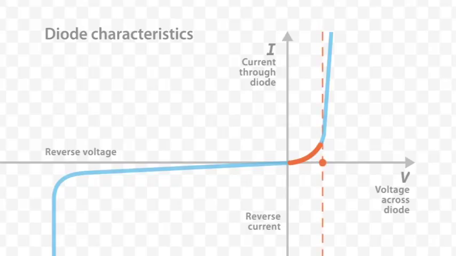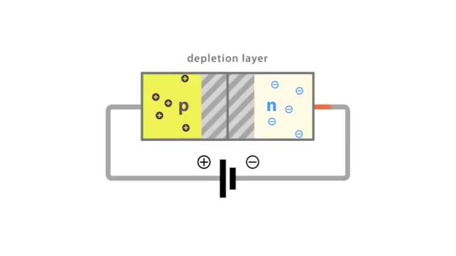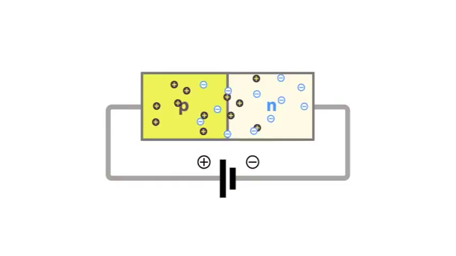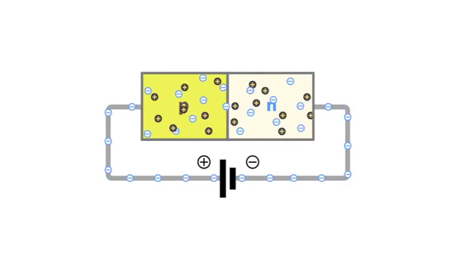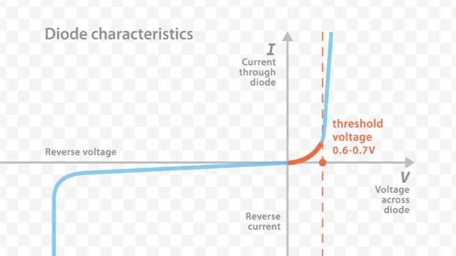The point at which the diode starts to conduct is called the threshold voltage. For most silicon diodes, this is about 0.6 to 0.7 volts. The threshold voltage is the voltage needed to reduce the depletion layer enough so that current will flow. Once the threshold voltage is reached, the voltage drop across the diode stays the same, regardless of how much current flows through it.